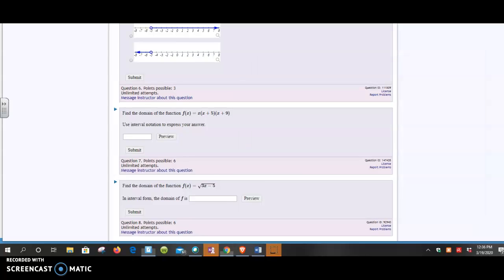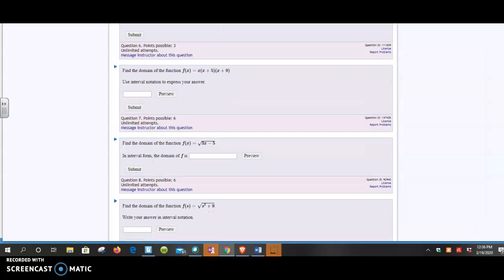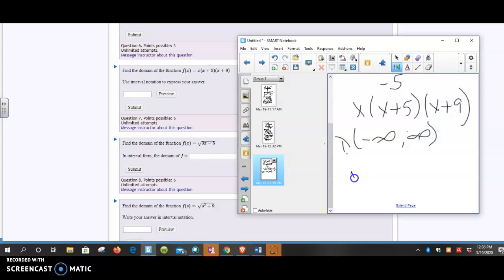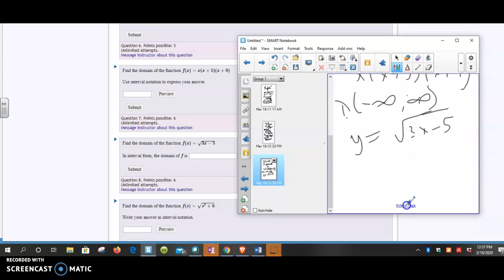Okay. Next, find the domain of this function. So we have y equals the square root of 3x minus 5. So what does that mean? That basically means that we can't have a negative value inside the square root. So that's what we look out for. That means that this cannot be negative. So we have 3x minus 5 has to be greater than or equal to 0.